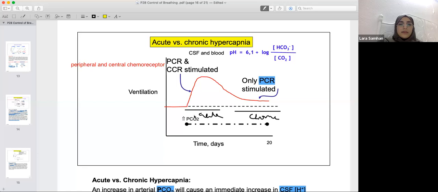Here, if we have a CO2 stimulus, we have a very high compensatory mechanism, and we try as much as possible to remove this CO2, compared to the chronic response, where only one of the receptors is going to be working, which is the PCR, the peripheral chemoreceptor. This is the first thing.